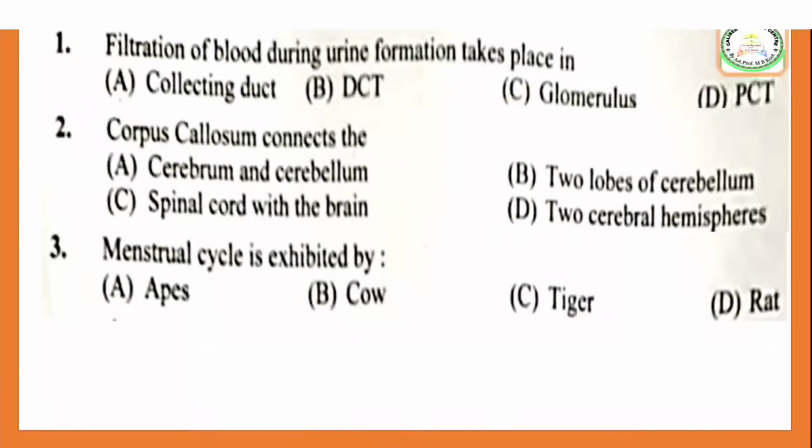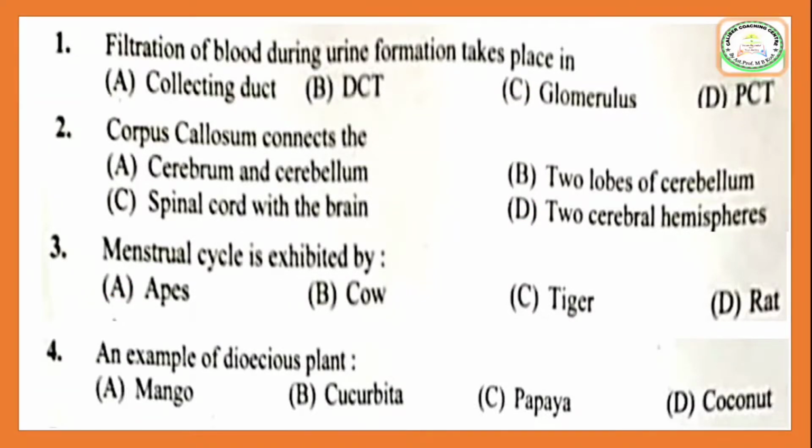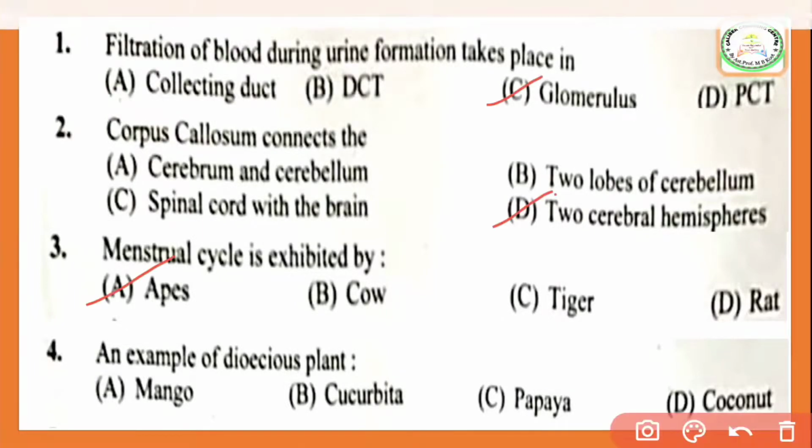Talking about question number 4. An example of dioecious plant. Option A, mango. Option B, cucurbita. Option C, papaya. Option D, coconut. And the answer for this question is option C, papaya.